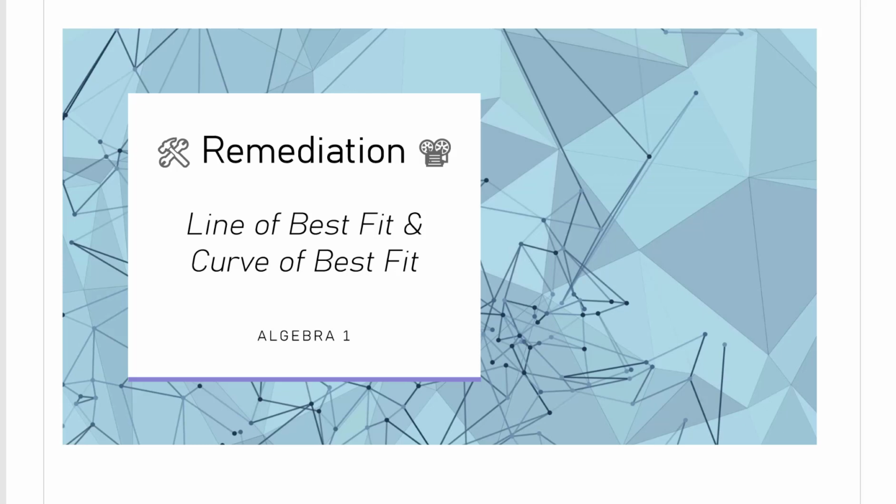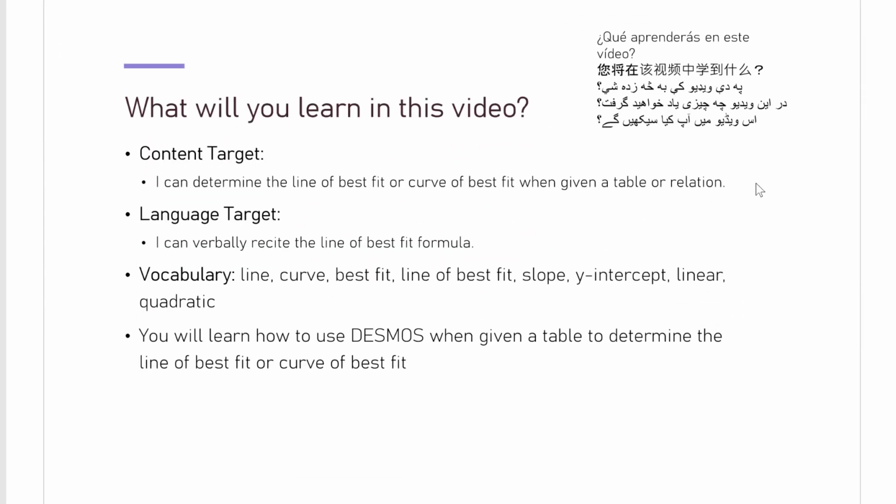This is the remediation video for line of best fit and curve of best fit. What will you learn in this video? The content target is I can determine the line of best fit or curve of best fit when given a table or relation. The language target is I can verbally recite the line of best fit formula. The vocabulary you're going to learn today is line, curve, best fit, line of best fit, slope, y-intercept, linear, and quadratic. You will learn how to use Desmos when given a table to determine the line of best fit or curve of best fit.